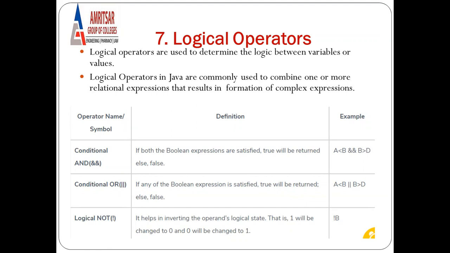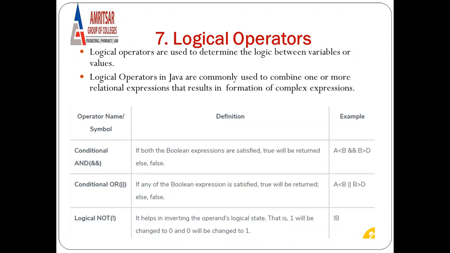Firstly, conditional and. So in and, when both values are true, the result will be true, otherwise false. So if B is greater than A and B is greater than D, then it returns true. Although if one condition is true and another is false, it will return false. If both are false, then the result is also false.